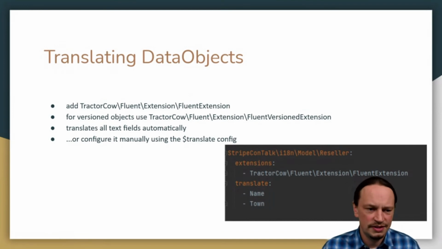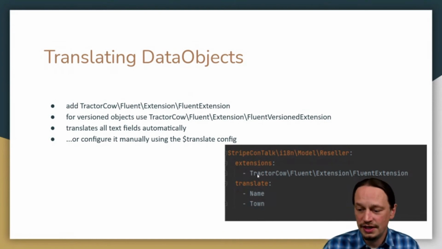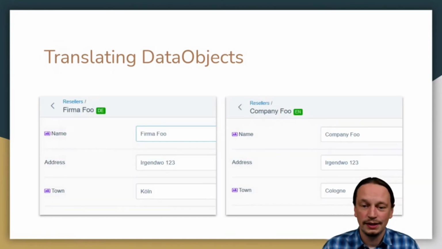So that are text fields like varchar or HTML text. Or when you don't want to translate all the fields, you can configure them like here in the translate configuration. So for my model that has a name, an address, and the actual town, I only wanted to translate the name and the town, but not the street address. And then it looks in the backend like this.